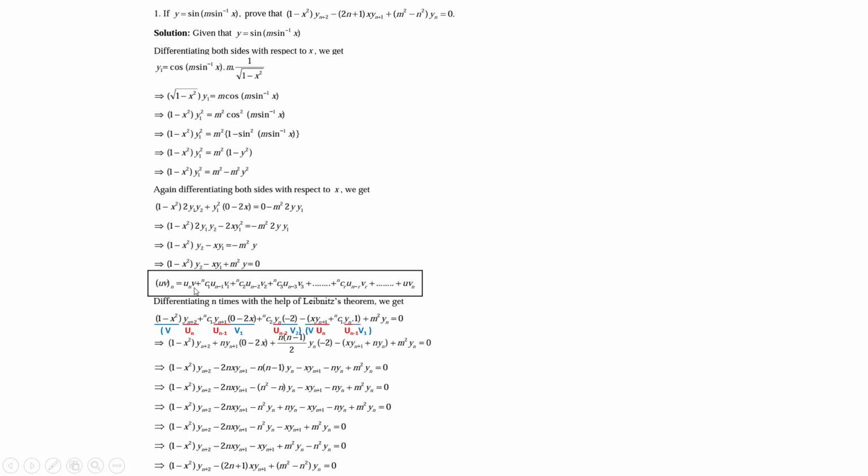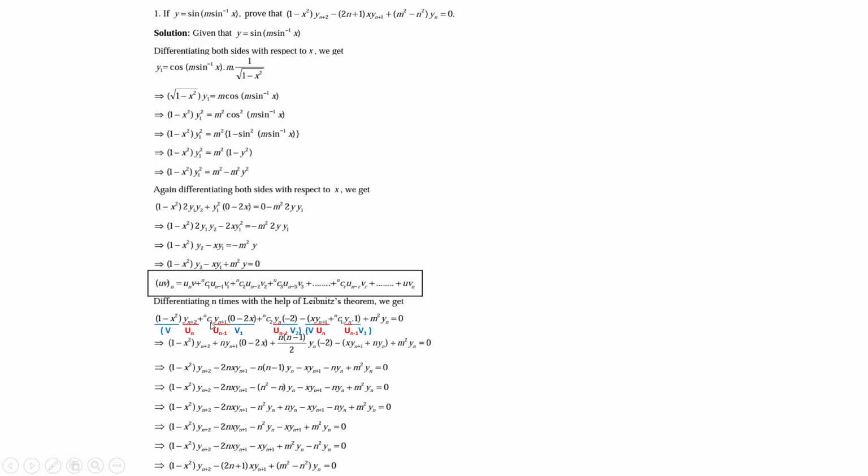Now if we differentiate y, we get y1. If we differentiate y1, we get y2, and if we differentiate y1 n number of times, we get y n plus 1. If we differentiate y2, we get y n plus 2. So similarly, this way we have to find y n plus 2. First we have to keep the v as it is according to this formula, then we have to find u n. Here u is y2 and v is 1 minus x squared. So if we differentiate y2 n number of times, we get y n plus 2.